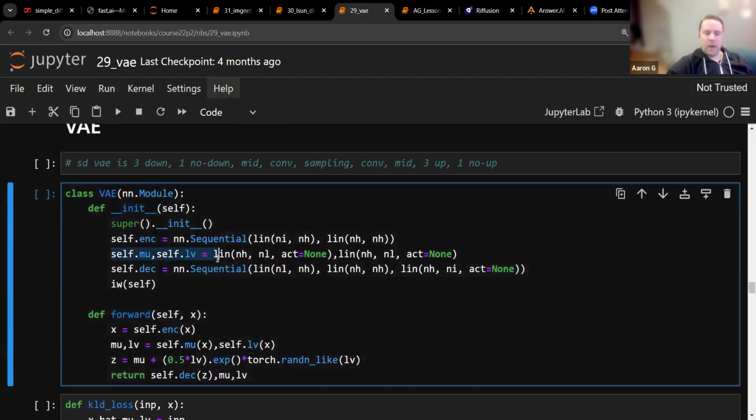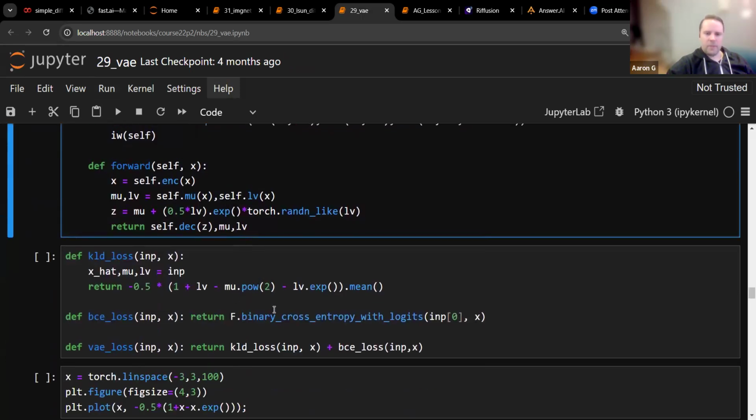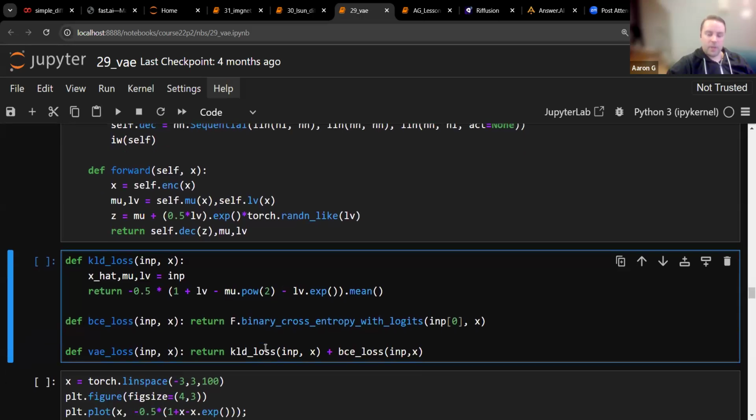So mu and LV is log variance. And this is pretty interesting here. The loss function that we're using is a combination of two things. One, we're using binary cross entropy, which is really just used to measure whether or not our generated images look realistic vis-a-vis the target image.